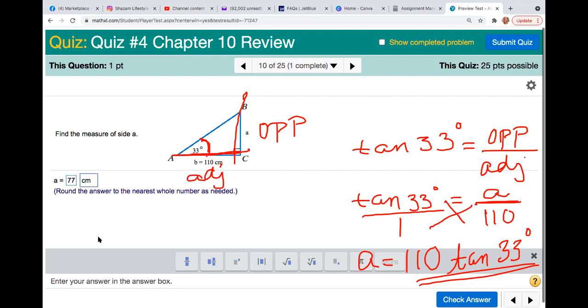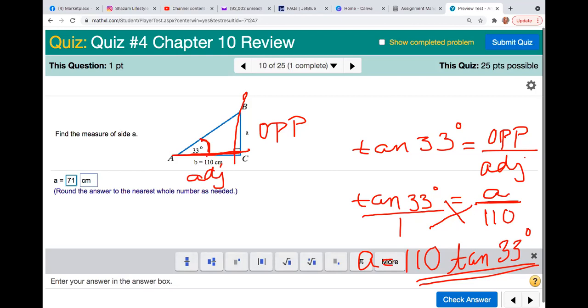Yeah, that's what I do, and it gives me 71. You did that? Yeah, it is 71. Hold up a second. I don't think it was 71, but who knows, maybe I made a mistake. Hold on. Oh yeah, you're right. It is 71. I put 77. So yeah, you're right, 71.